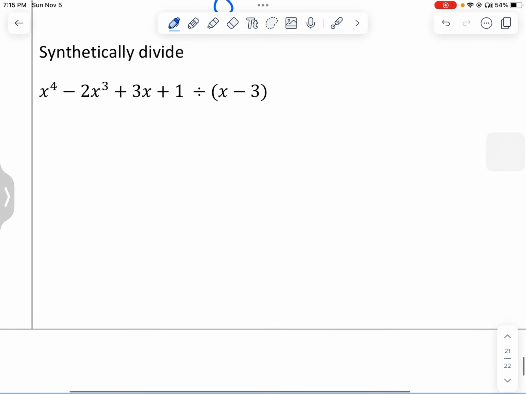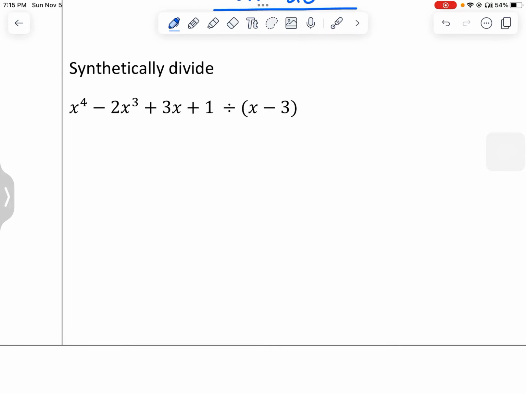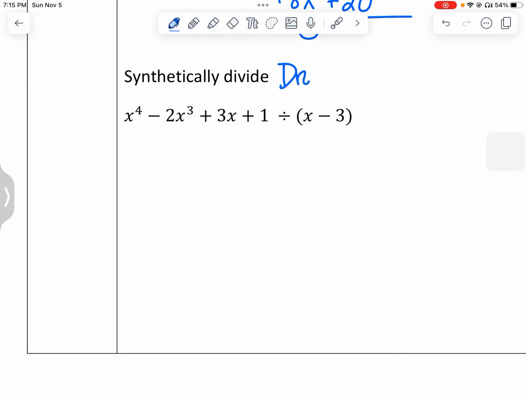And then synthetic division, which I liked much better. And we also did synthetic substitution. So there is a little bit of difference between the two, and I'll try to be clear here. So synthetic division and substitution are done the same way. It's the drop mama. So we're going to drop mama.